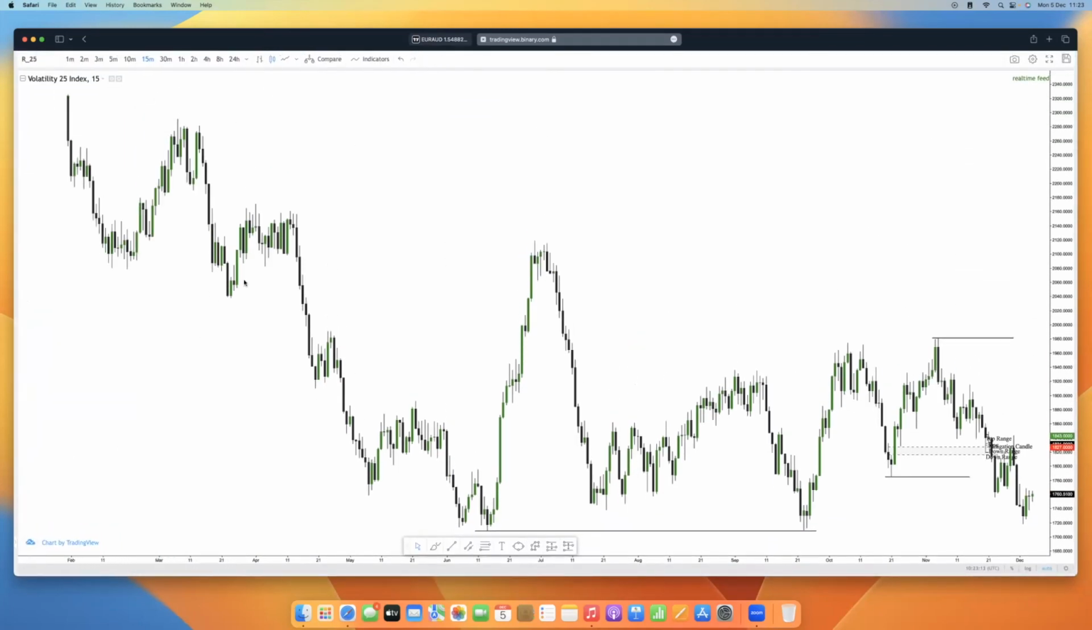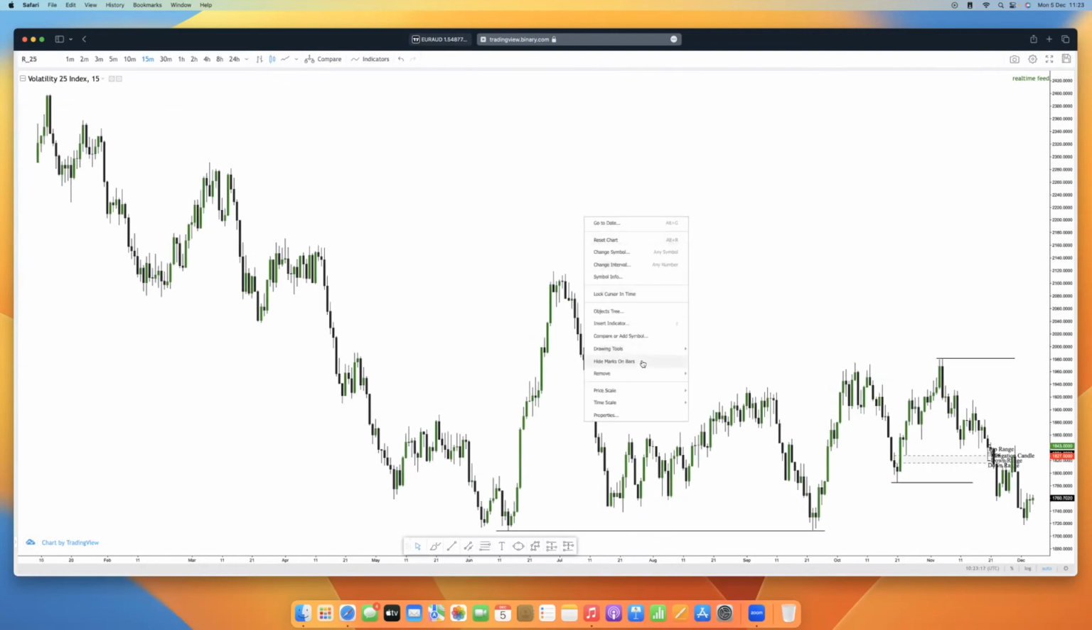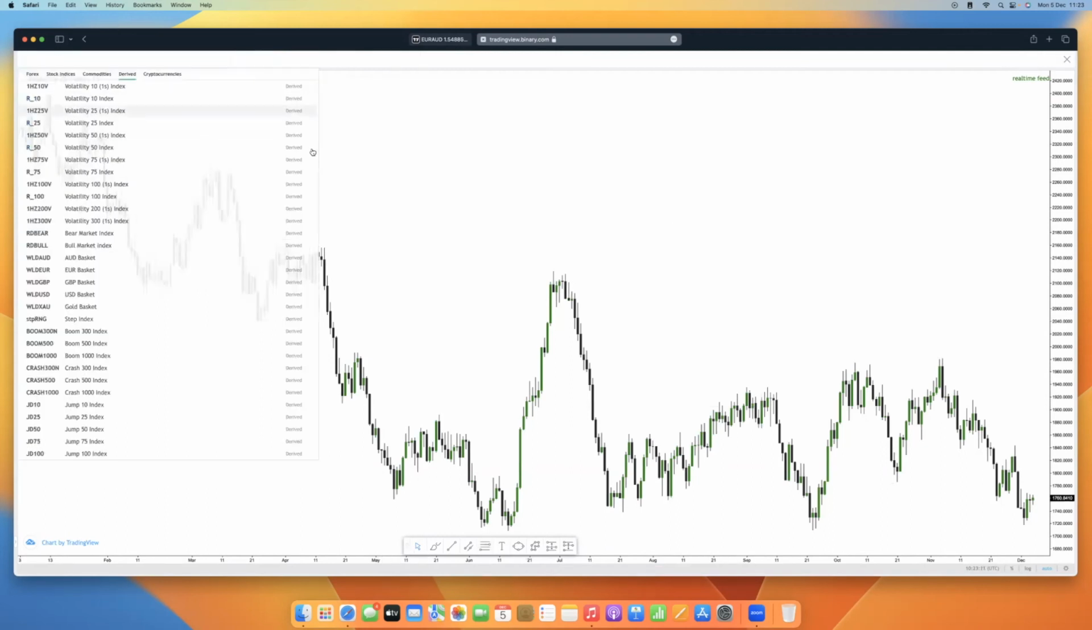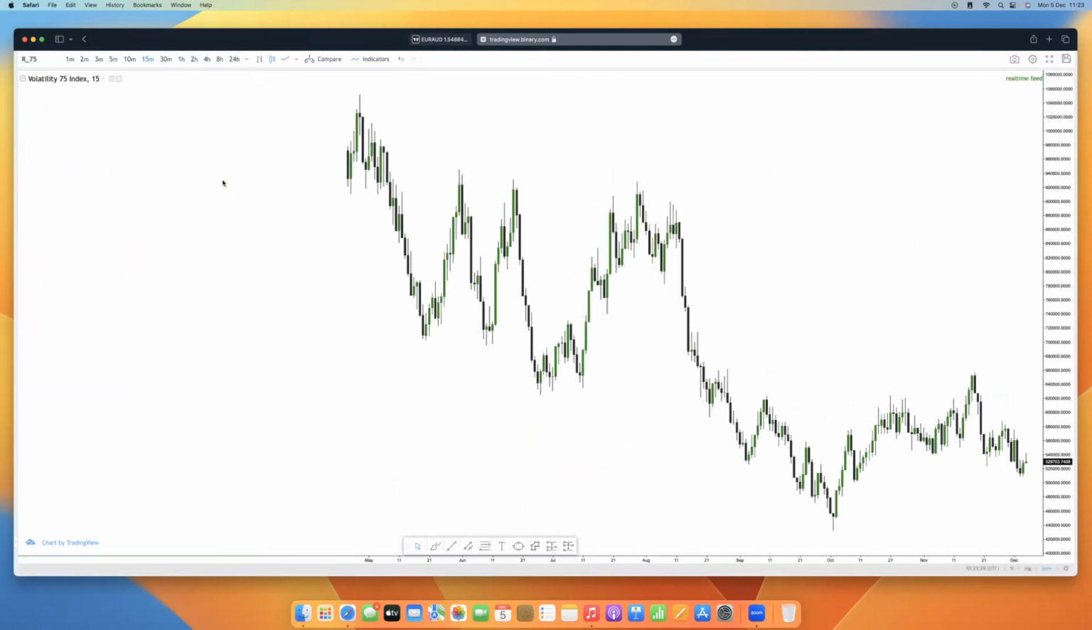I don't know why this TradingView website for synthetic indices is just so different from the normal one we are used to. This one is very different and less professional, I would say.